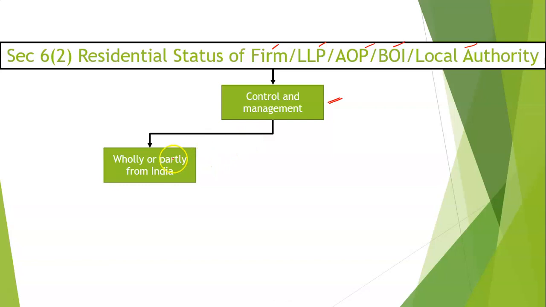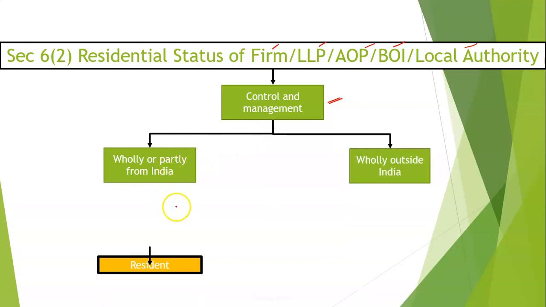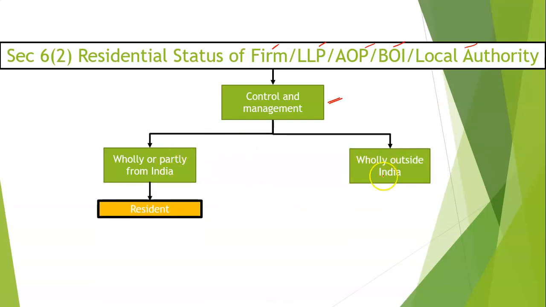If the control and management is wholly or partly from India, then they are a resident. If the control and management is wholly outside India, then they are a non-resident. So if at least a part is from India, resident. If completely outside India, non-resident. So that's how you decide the residential status of a firm, LLP, AOP, BOI and local authority. That is by checking their control and management. Simple, yeah? Control and management here means the same thing as we saw in the last slide.